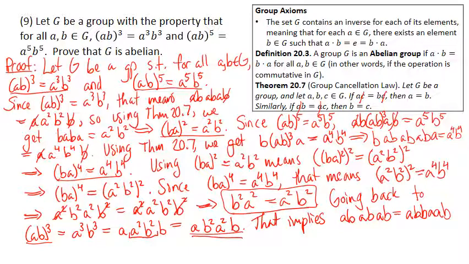Okay, and now I'm going to do some cancellation. So let's see what I can cancel. I can cancel an A in the front, and then after I've canceled that, I can cancel a B. And then on the back side, I can cancel this B, and then I can cancel this A. So what am I left with? I'm left with AB equals BA. And that is it.